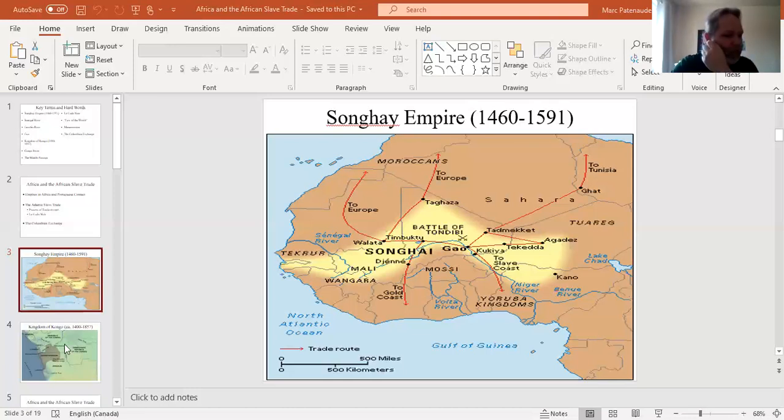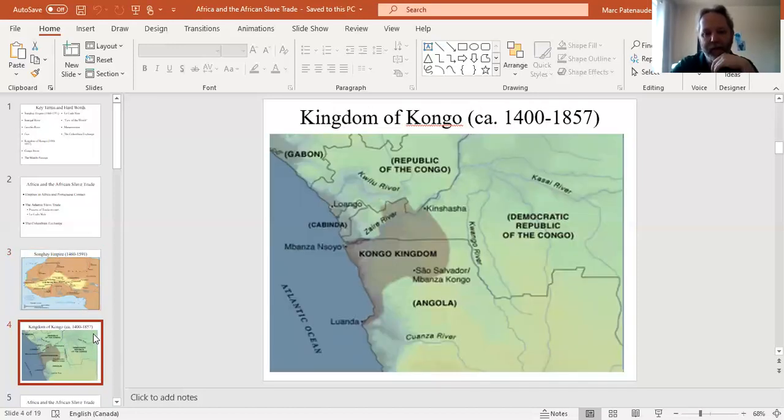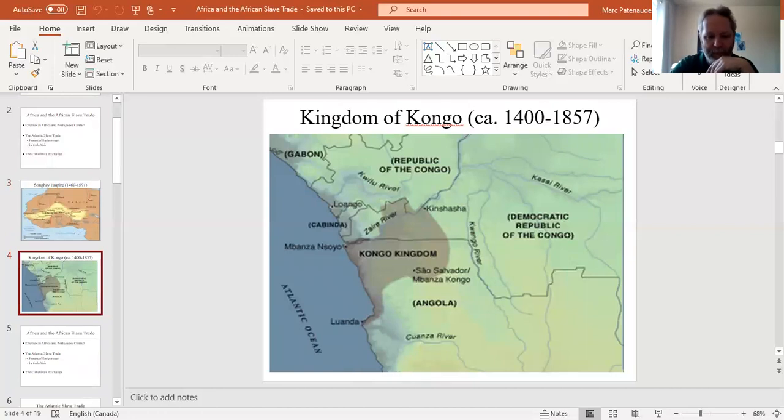Now, more important with respect to the direct slave trade itself, we have the Kingdom of Congo. Kingdom of Congo, starting roughly about 1400, lasting to 1857. And it is based around the delta of the Congo River. So basically located, centered right around here. The Kingdom of Congo was the second major African power that the Portuguese dealt with.